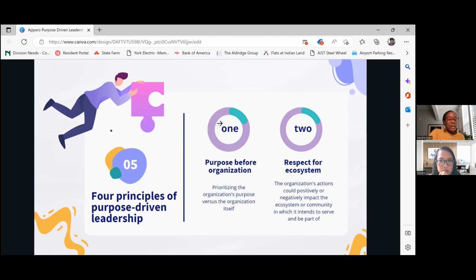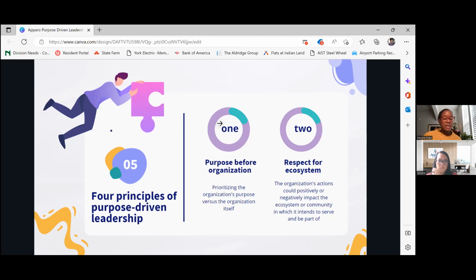Here's a direct line that comes from the article. Applying the concept of purpose before organization moves away from the organization as the center of its own gravity, refocusing on its purpose and the question of how it can best steward its resources in service of that purpose. Then we move on to having respect for the ecosystem.